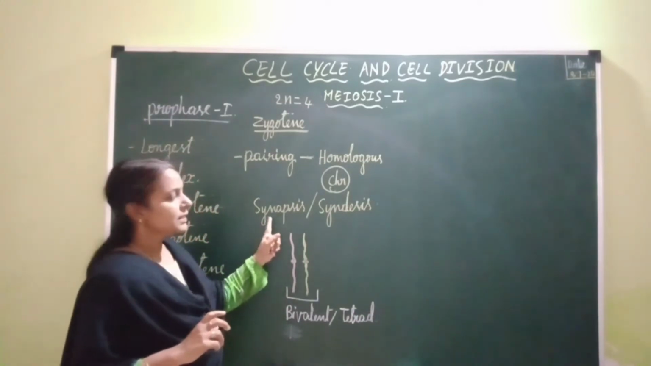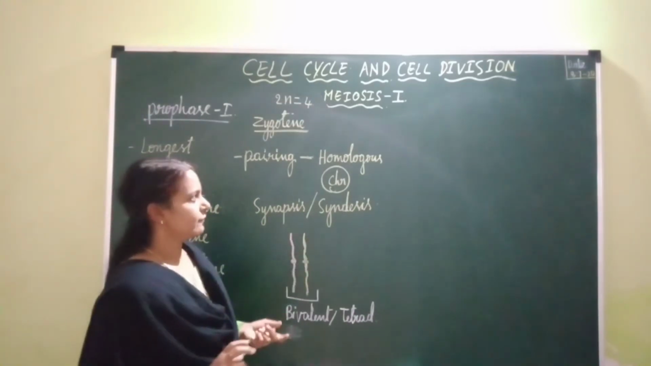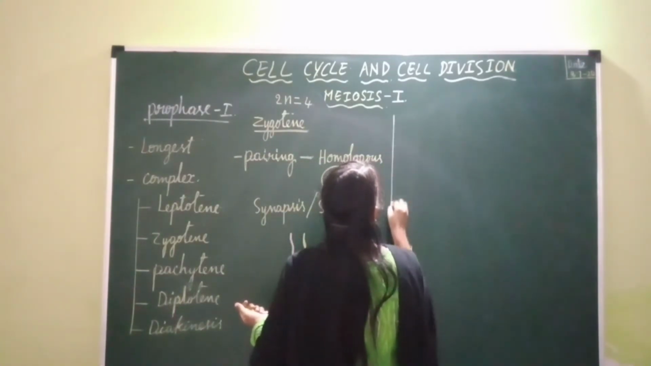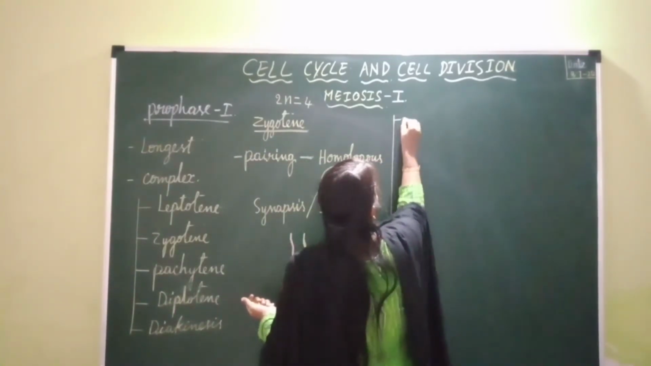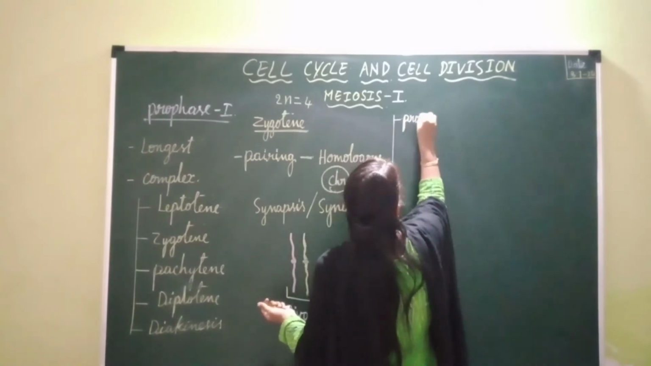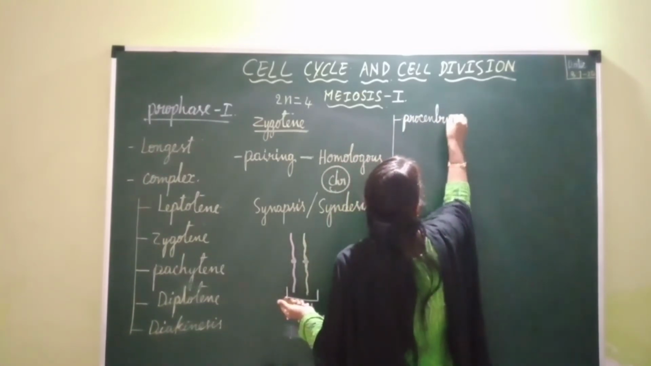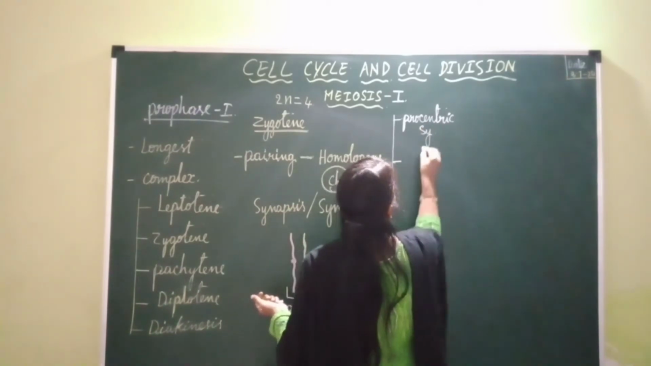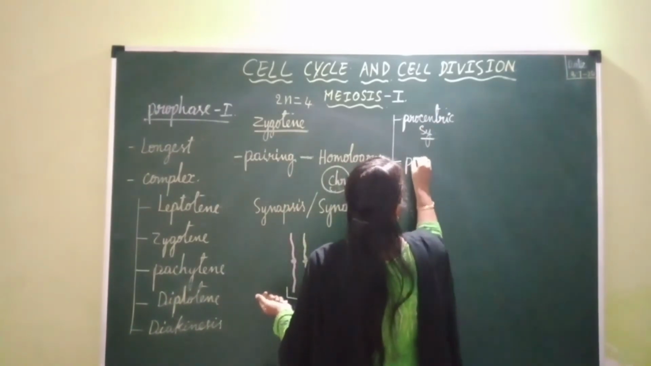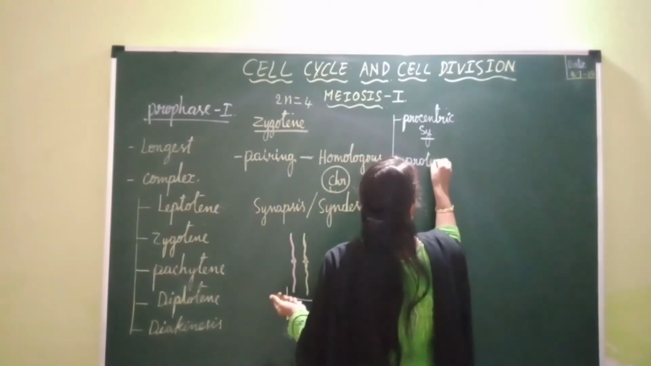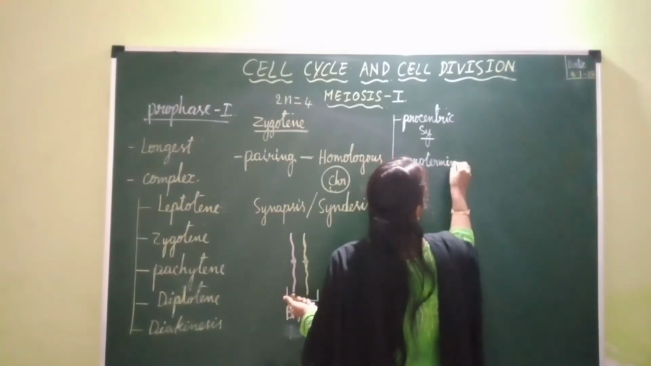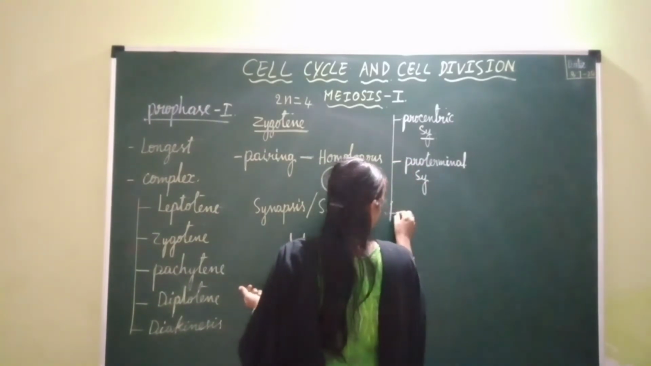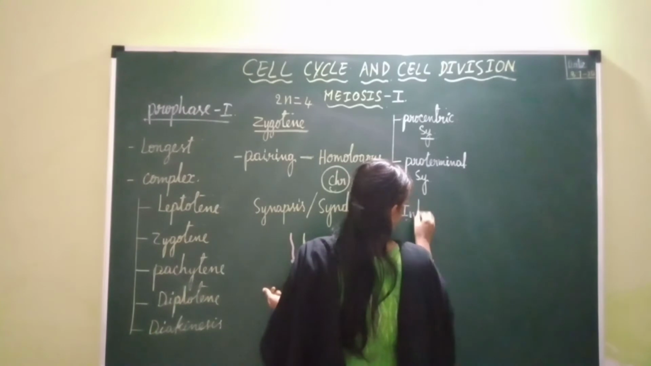Now the synapsis can occur in three different ways. Let's see what those ways are. They are procentric synapsis, then pro-terminal synapsis, and the third one is intermediate synapsis.